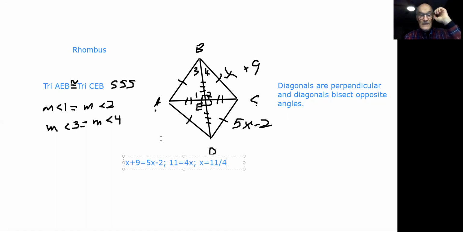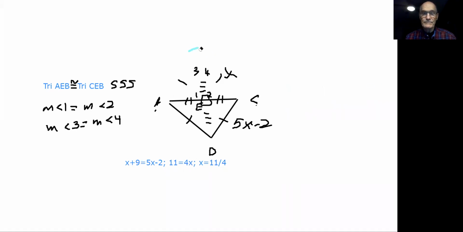So take a few minutes and look at this. Then I will erase this and we'll go to the second part of the class today, which talks about a square. So pause it, look at this, and then we'll erase.